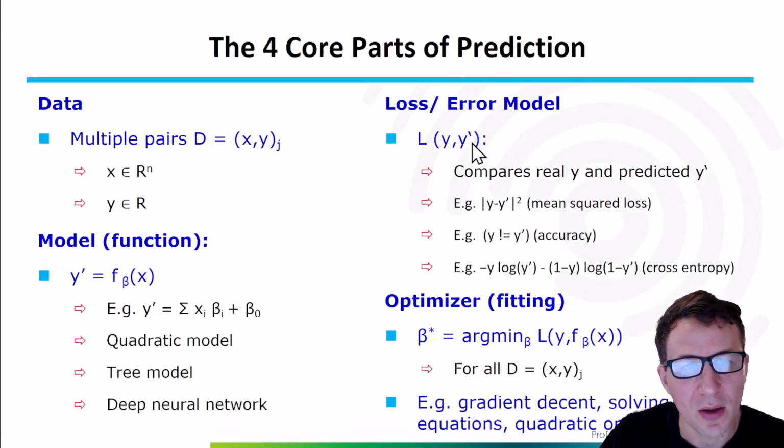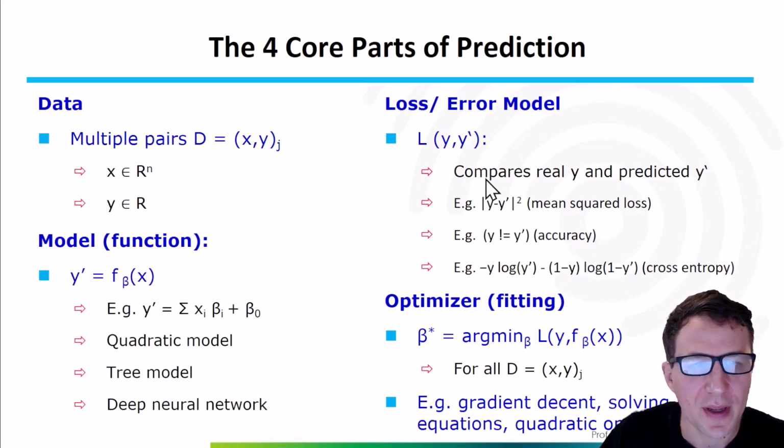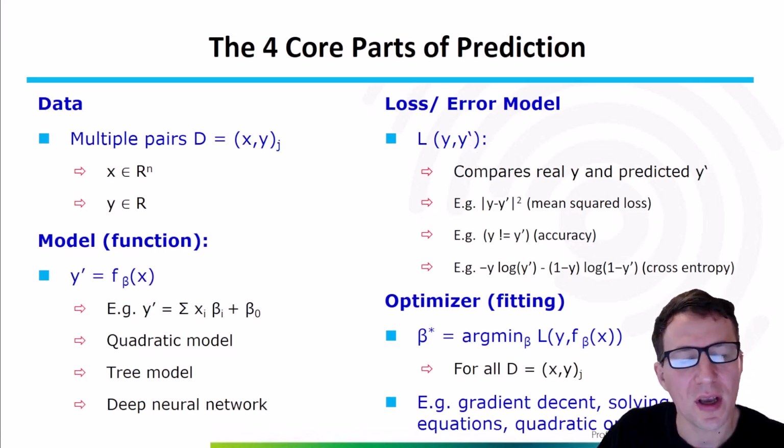Then there's the loss or the error model. The error model specifies how good your predictions are. You can compute your predictions based on your test set, and then you get your y hat. Then you compare the y's to the y hat in order to see how close they are, how good your predictions are. And there are several ways to do that.